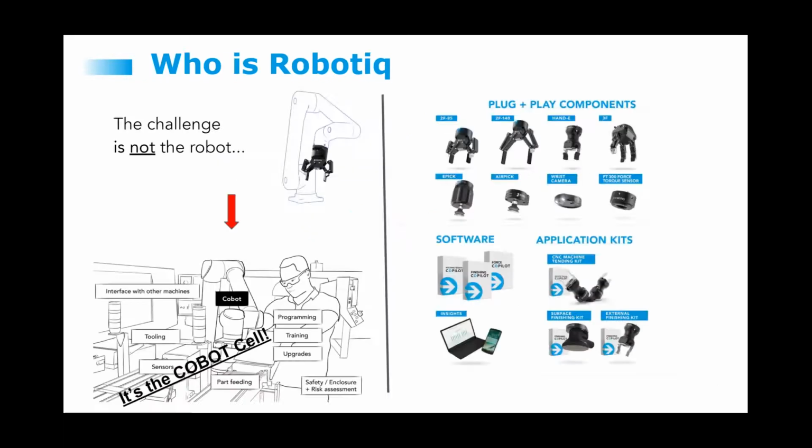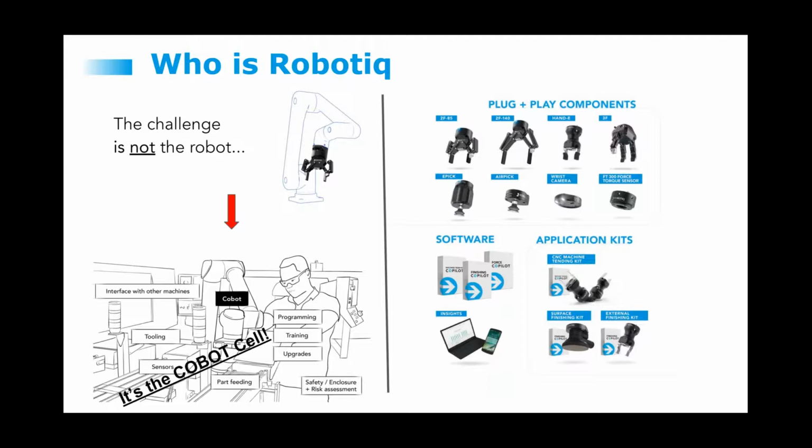So, why do we do that, right? Well, we know that the challenge is not necessarily in the robot. You know what your payload is, you know what your speed is, you know what your reach is. All that's given to you, so you can kind of check the box, yes or no, at that point, whether or not it'll work or it won't work.